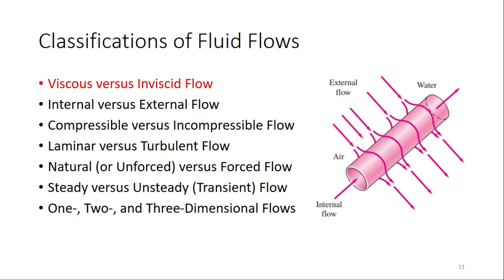Flows in which the effects of viscosity are significant are called viscous flows. It means that the fluids which are difficult to flow are called viscous flows. The simplest examples are honey, mayonnaise, or toothpaste.